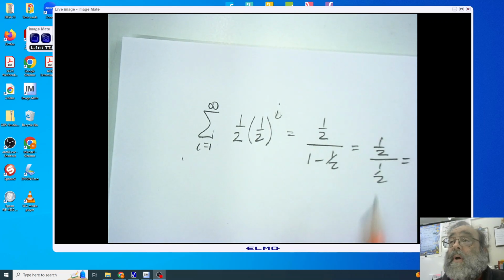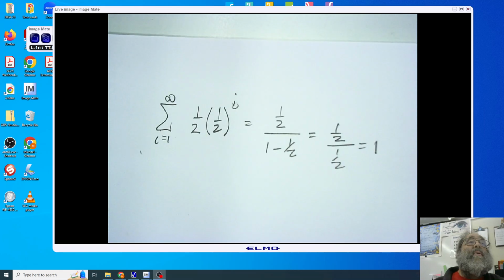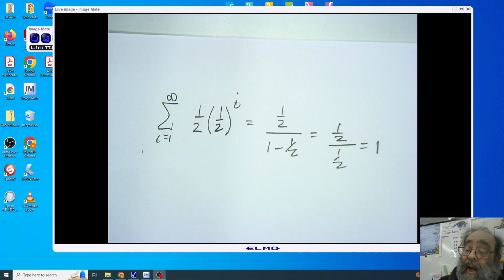Okay? So the infinite geometric series are not difficult as long as you follow your rules, and neither are geometric series. All right? I hope this has helped.